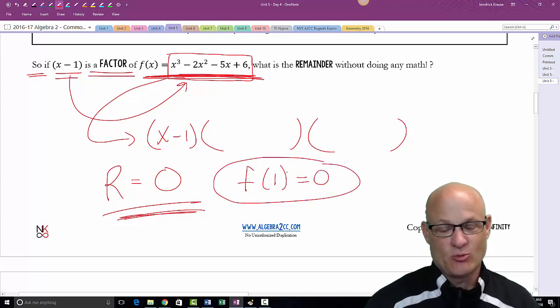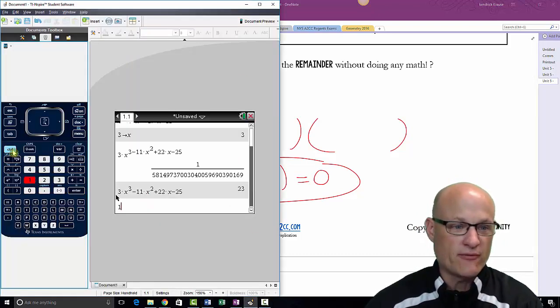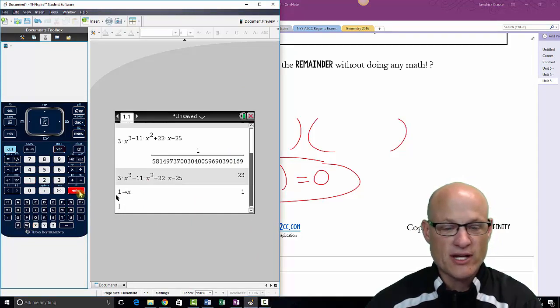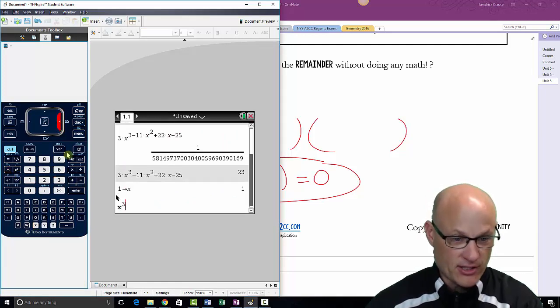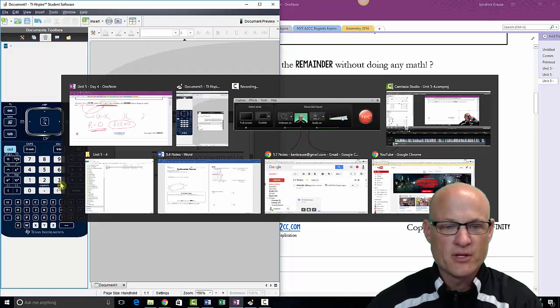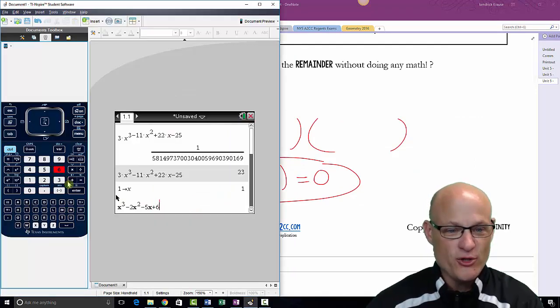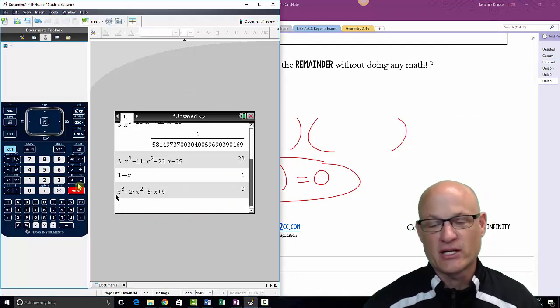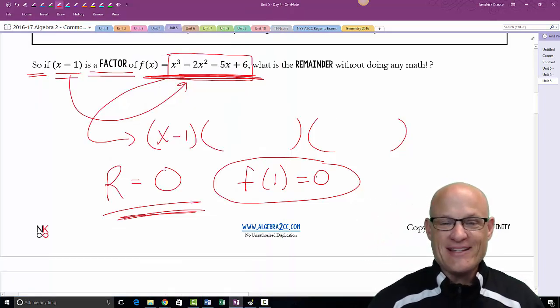Now we're going to just check it. So we're going to come over to our calculator and check this idea. We're going to store 1 into x. So it's x cubed minus 2x squared. Now you know why I need my calculator. Cubed, get out of exponent mode, minus 2x squared. You don't have to get out for squared, just cubes, anything bigger than 3. Minus 5x, plus 6. And look at that. Remainder is 0 because it is a root, or it divides evenly. So there you go. That's the remainder theorem.